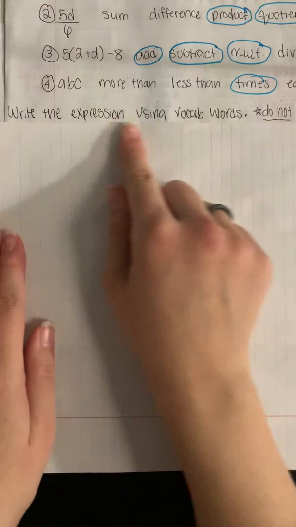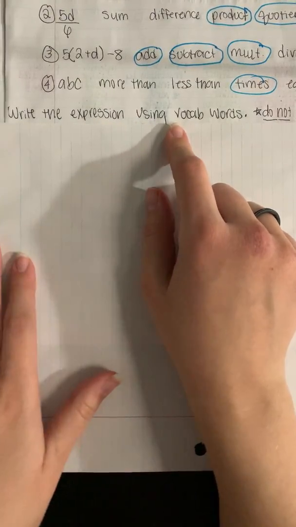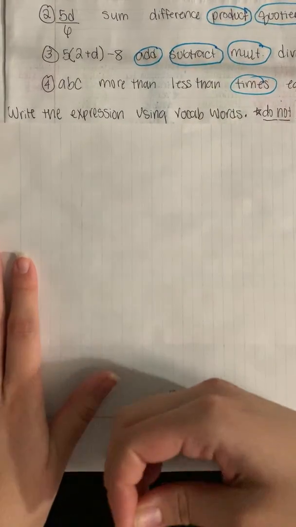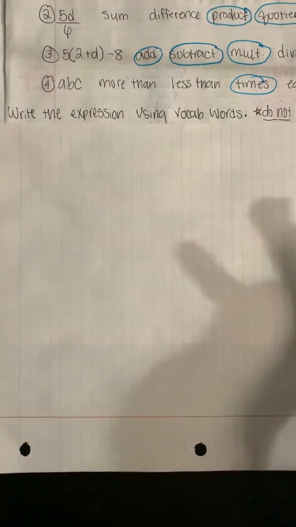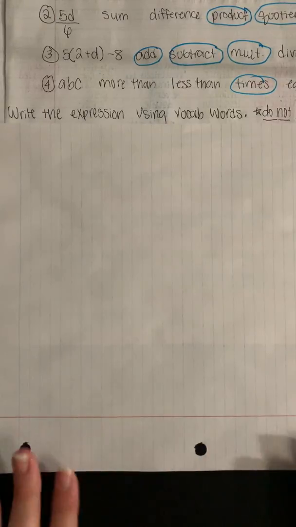So we're going to be writing expressions using vocabulary words, kind of like we did on the previous page. However, these expressions are a little bit more complex than we did on the first page, and there are multiple ways that you can record them, and I wrote down all of the ways that you can record them. So it's going to look like quite a bit of writing, but you don't need to write them.